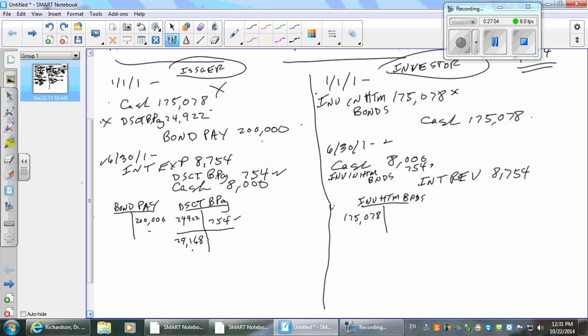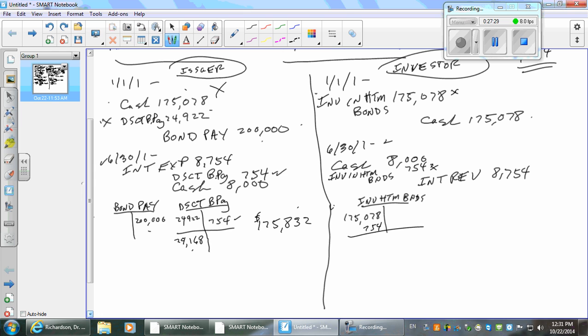So what is the difference between those two? 175,832. So this bond started at 175,078, and now it's at 175,832. Everybody see that? Let's do the same thing on the other side. What would the investor have on their set of books, right? These are two separate companies, right? Okay. What would the investor do? They'd debit 754 to the investment, wouldn't they?